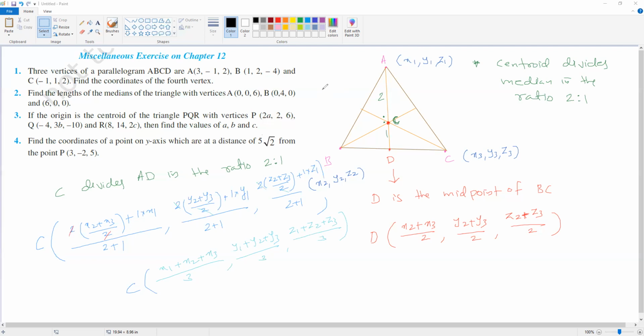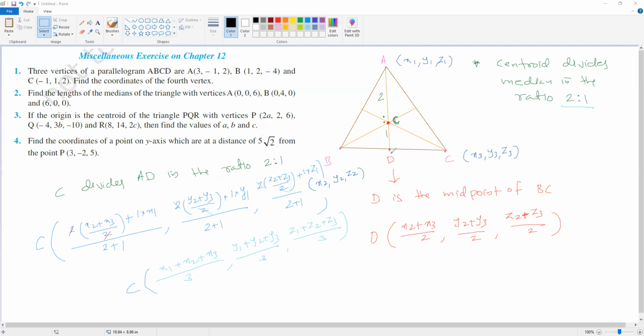So sometimes they will ask you the proof, and while doing problems you can use the formula. If (x1, y1, z1), (x2, y2, z2), and (x3, y3, z3) are the coordinates of the vertices of a triangle, then the centroid has the coordinates (x1 plus x2 plus x3)/3, (y1 plus y2 plus y3)/3, (z1 plus z2 plus z3)/3. So the concept used is that the centroid divides the median in the ratio 2 is to 1.